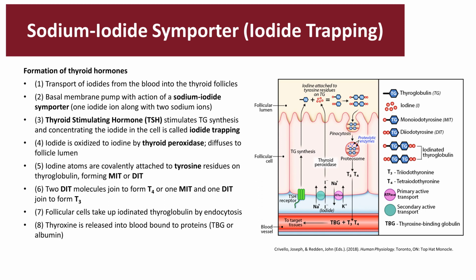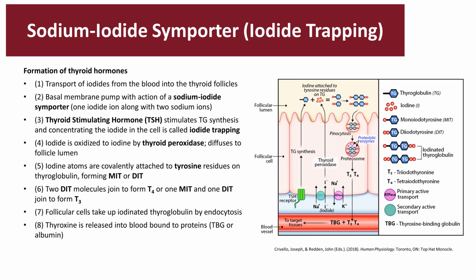T4 is then released into the blood, then is bound to proteins, generally bound to the thyroid binding globulin or albumin. On the right side, you can see this is an image showing you thyroglobulin is Tg, iodine is I, MIT is monoiodotyrosine, and DIT is diiodotyrosine, and then we have the iodinated thyroglobulin, and on the bottom we have T4 and T3.